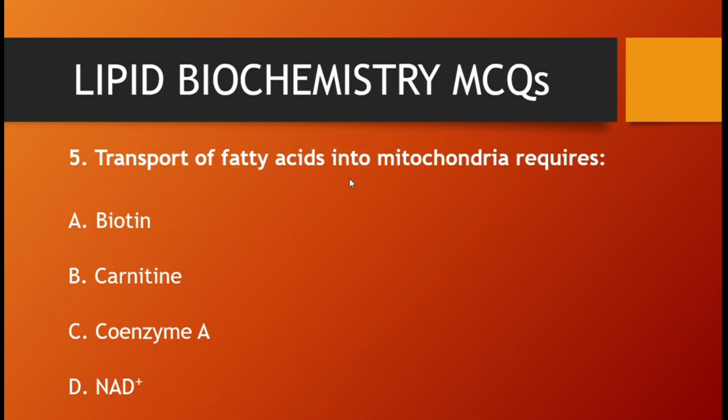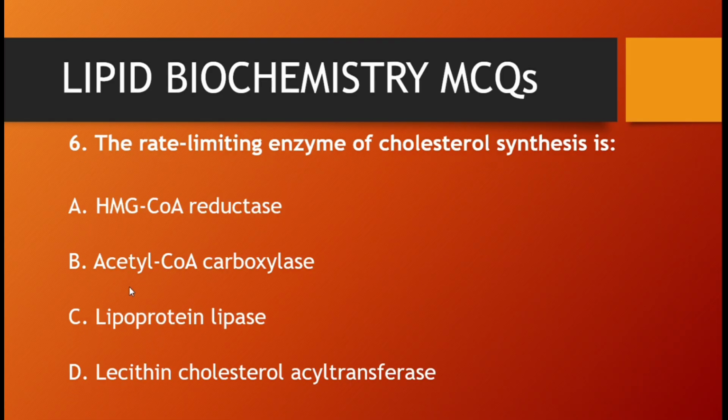Question 5. Transport of fatty acids into mitochondria requires A. Biotin. B. Carnitine. C. Coenzyme A. D. NAD+. The correct option here is B, carnitine. Question 6. The rate-limiting enzyme of cholesterol synthesis is A.